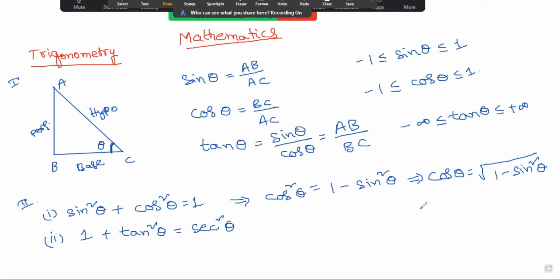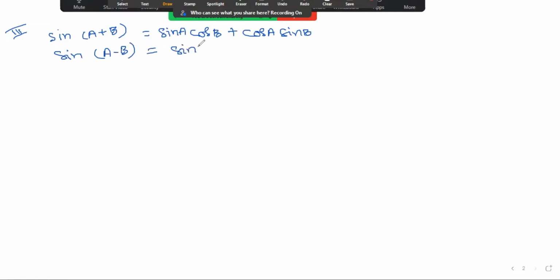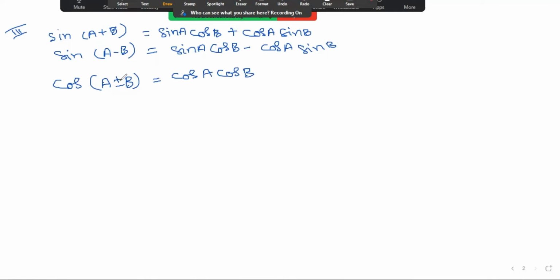Then, coming to the third one, we require the basic formulas. Sin of A plus B is sin A cos B plus cos A sin B. Then sin of A minus B is sin A cos B minus cos A sin B. Now, for cos of A plus or minus B, we can directly write a single formula: cos A cos B, for the plus here it comes minus, and for the minus it will come plus, sin A sin B.